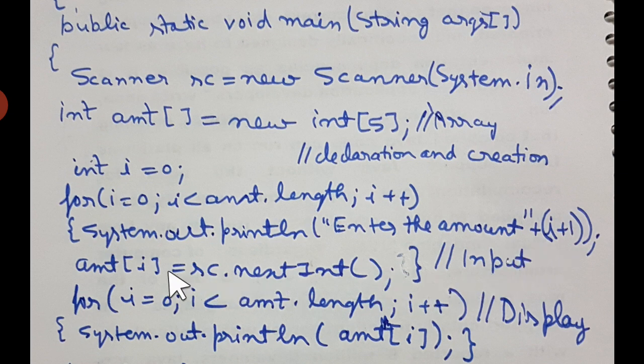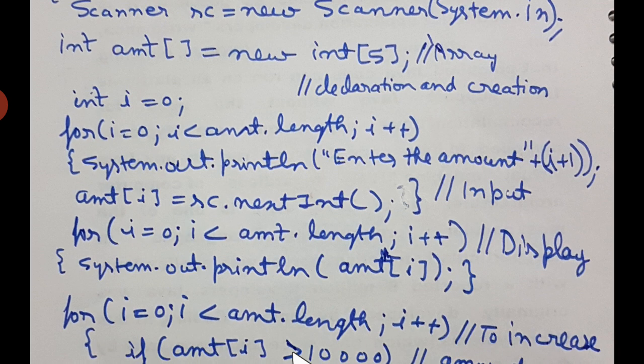After that we have the input statement. We write the name of the array, amt, with the loop variable i in square brackets, because that is going to change from 0 to the last index, with i less than amt.length and i plus plus. Here we have performed the input and here we have performed the display. Here amt[i] is read with sc.nextInt(), and here amt[i] is in the print method, System.out.println. I hope display and input are clear to you.